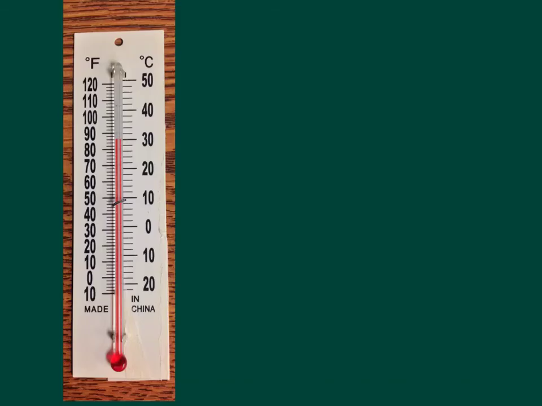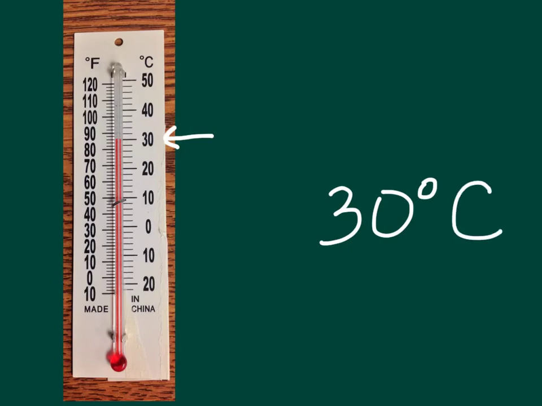The last thing you'll need to know for this week's lesson is how to read a thermometer. So let's take a look at this thermometer here. I'd like for you to be able to know the Fahrenheit and Celsius degrees. So if you take a look at this thermometer here, the mercury is actually up to the 30 degrees Celsius. That one's not so hard. So that would be 30 degrees Celsius.